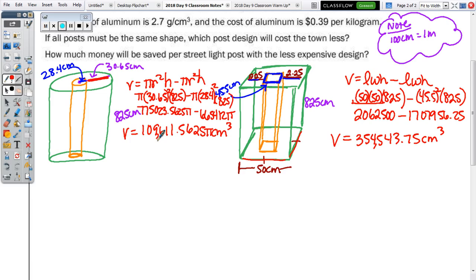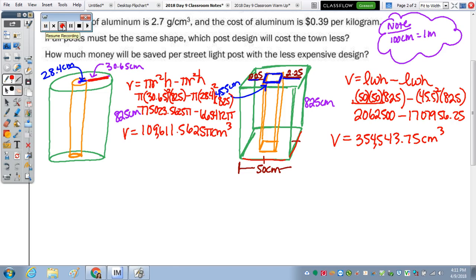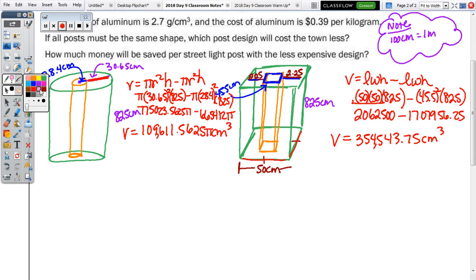Now we have to determine which post design will cost the town less. So we look back in the problem. It states, again, the cost is 39 cents per kilogram, okay? And our density is in terms of grams again. So I'm going to find first, okay, we're going to take the number of kilograms and multiply by 39 cents again. But I'm going to find the total number of grams, then divide by 1,000 like we did before. So when we talk about grams, that's mass, and mass is density times volume.